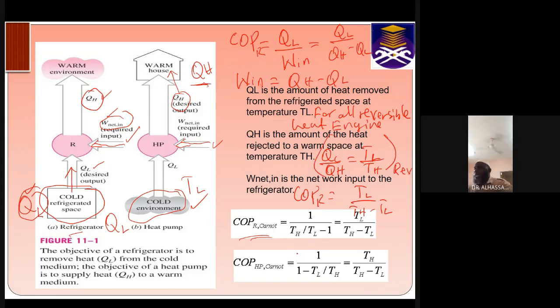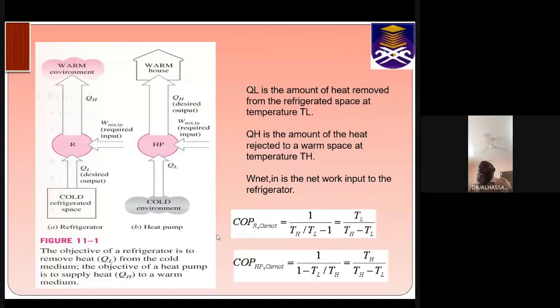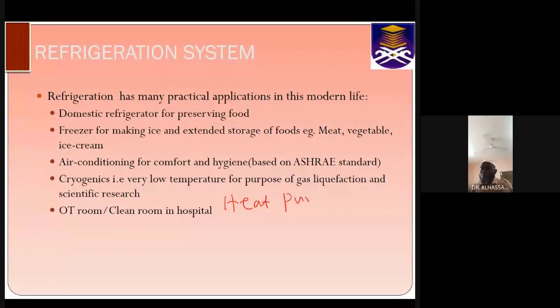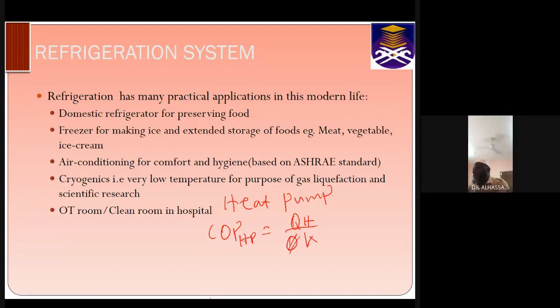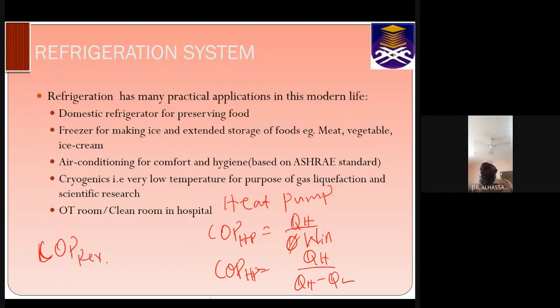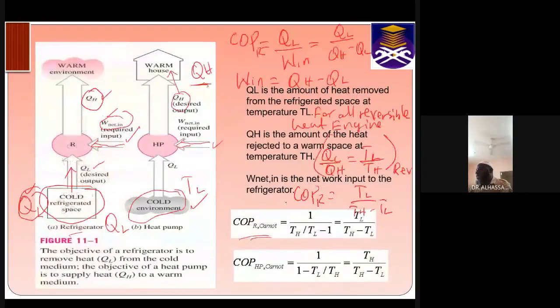Now, if we move on to the heat pump. For a heat pump, the coefficient of performance is given by QH divided by W in. So eventually we'll have the COP for a heat pump as QH divided by QH minus QL. Again, for a reversible heat pump, that gives us TH divided by TH minus TL. And that's what we have in this equation.